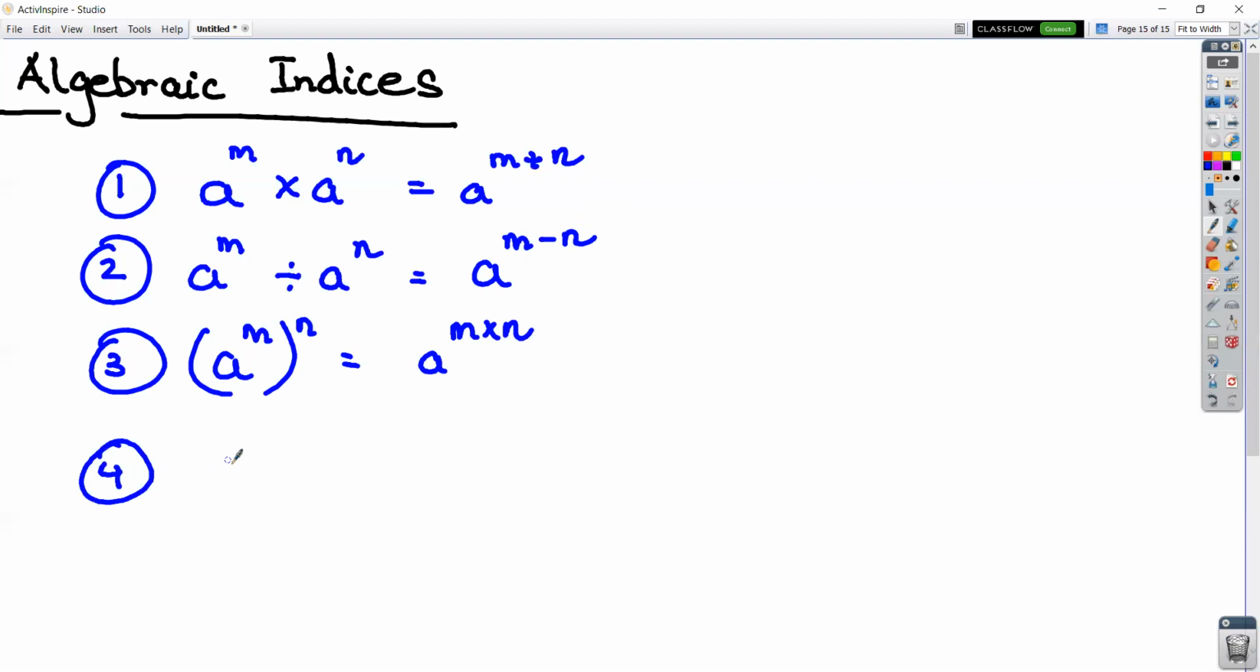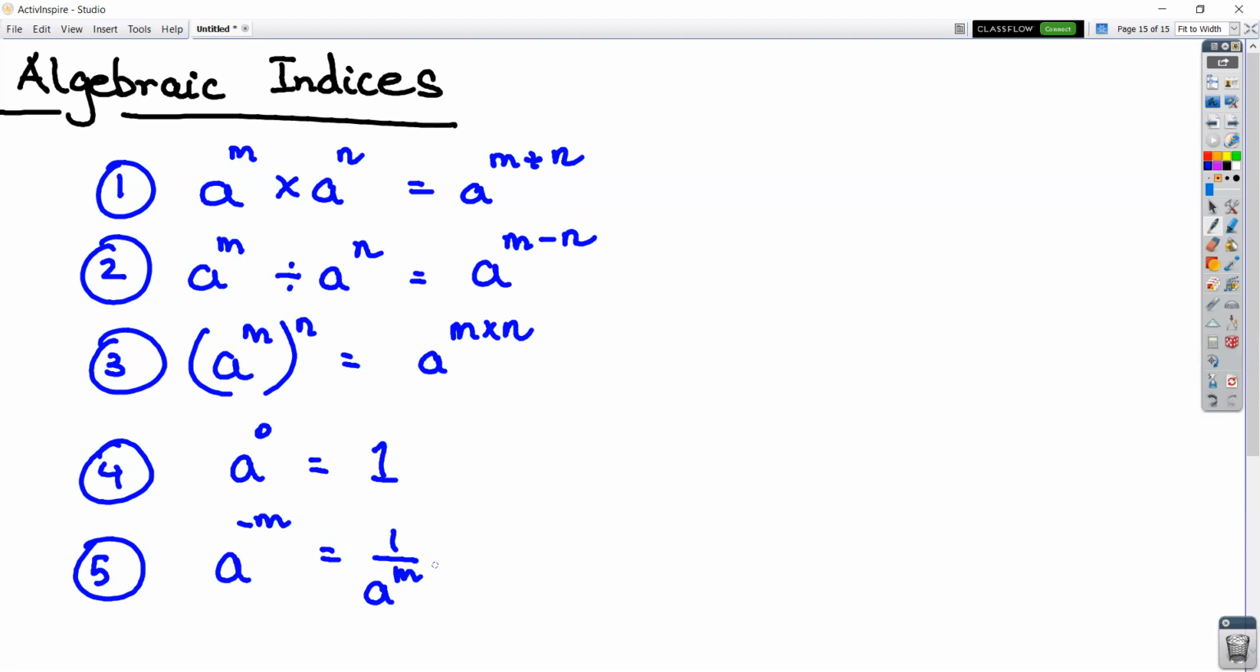Rule 4 is if any base has a power 0, it is equal to 1. And rule 5 is if you have a base written with a negative power, which is minus m, that can be written as 1 over a power m. So you can write down the negative powers in the positive form by flipping the fraction.